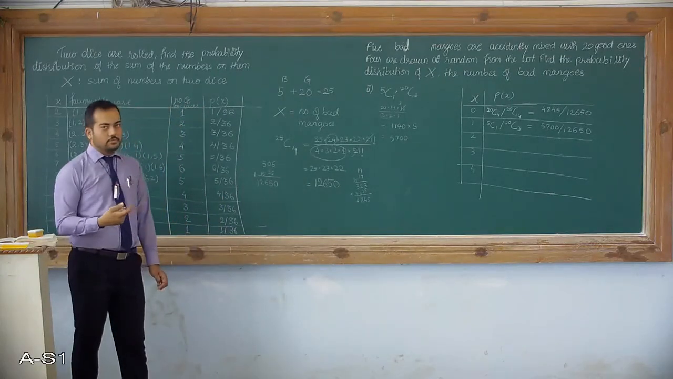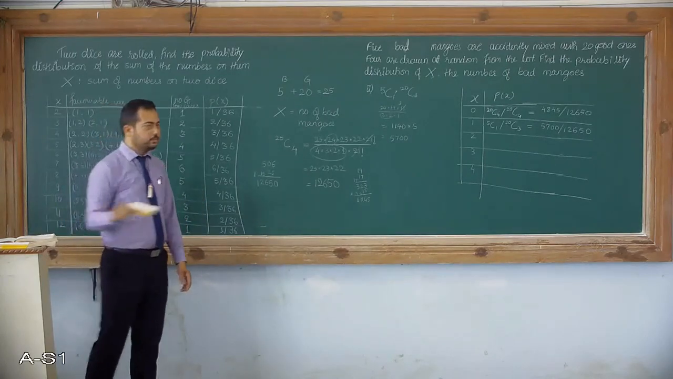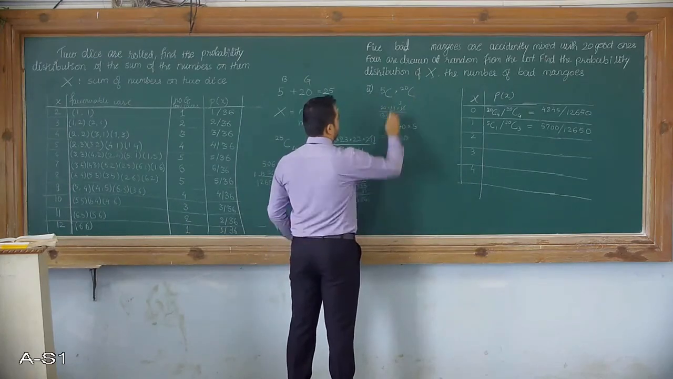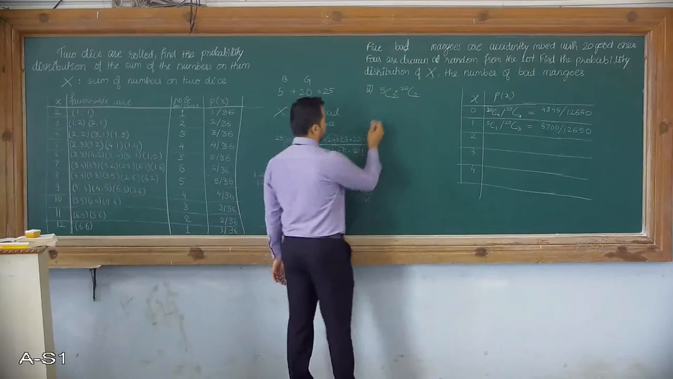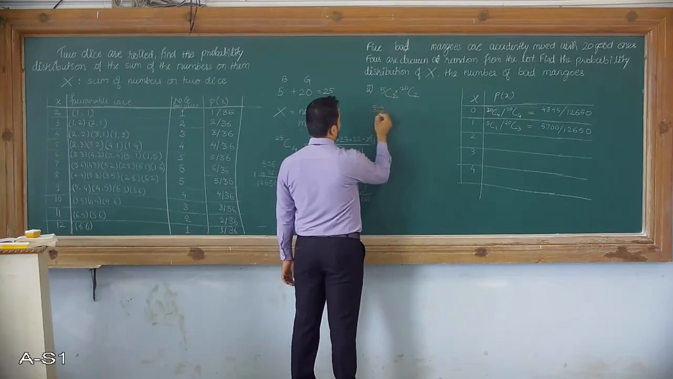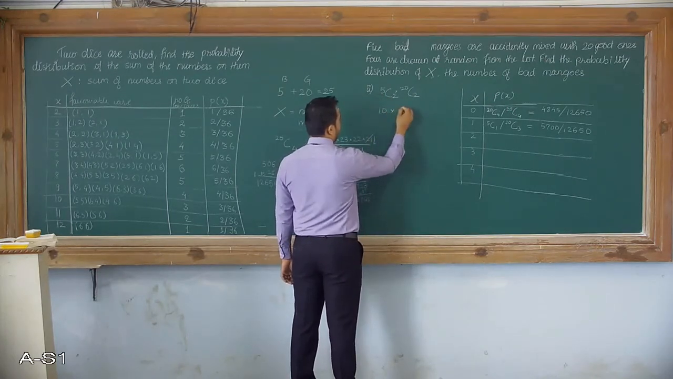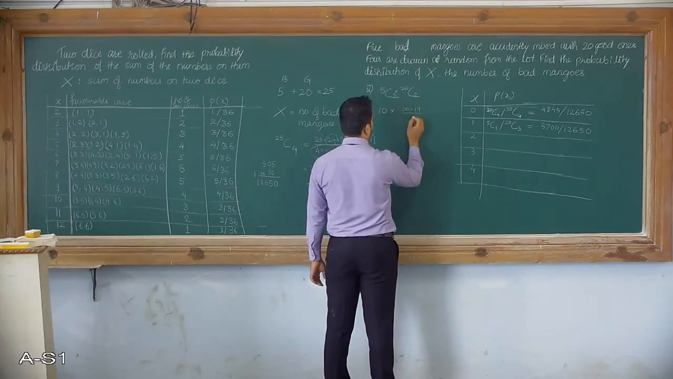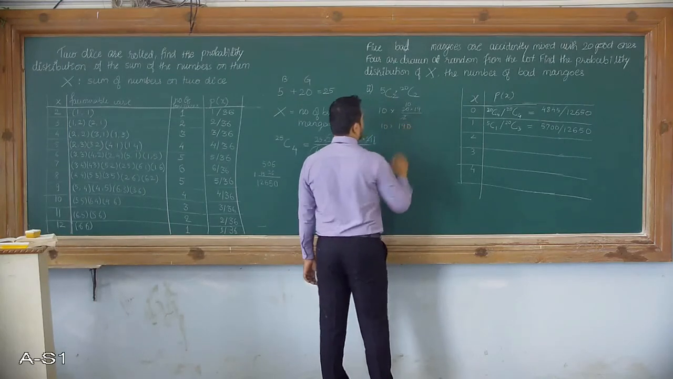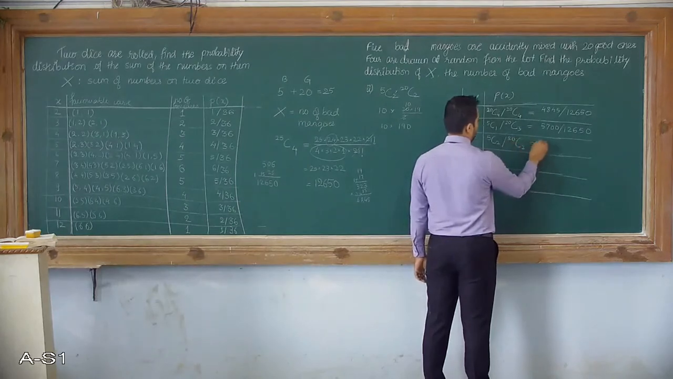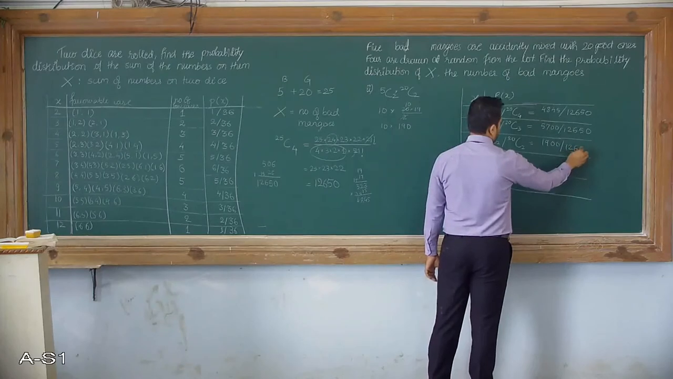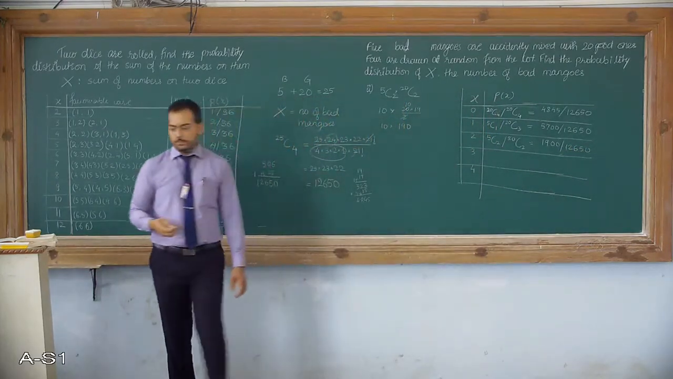Then in the next case, we have 2 mangoes which are bad and the remaining 2 would be good mangoes. So we will have 5C2 and 20C2. I mean 2 mangoes from good and 2 mangoes from bad. This will be the distribution. So 5C2 gives me 10 and then 20C2 gives me 190. So 1900 would be the favorable outcomes for this case.